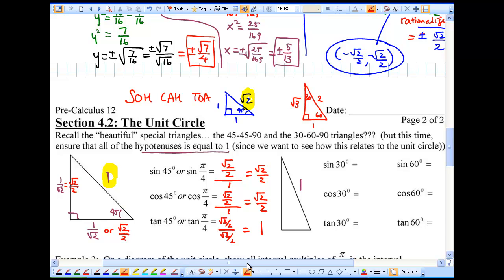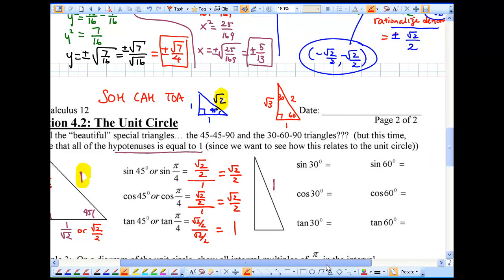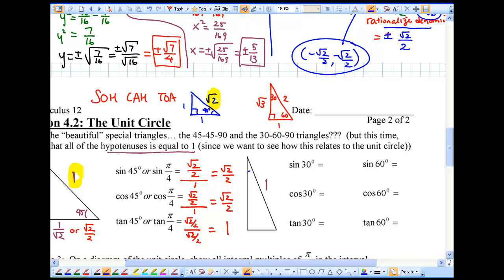Okay. Let's go over here now to this other triangle. This is 30. This is 60. Notice how these relate now, the 1 and how that relates to the 2. So this time the factor is 2. So I just have to divide everything by 2. So this becomes 1/2 instead of 1. And instead of root 3, it's root 3 over 2.